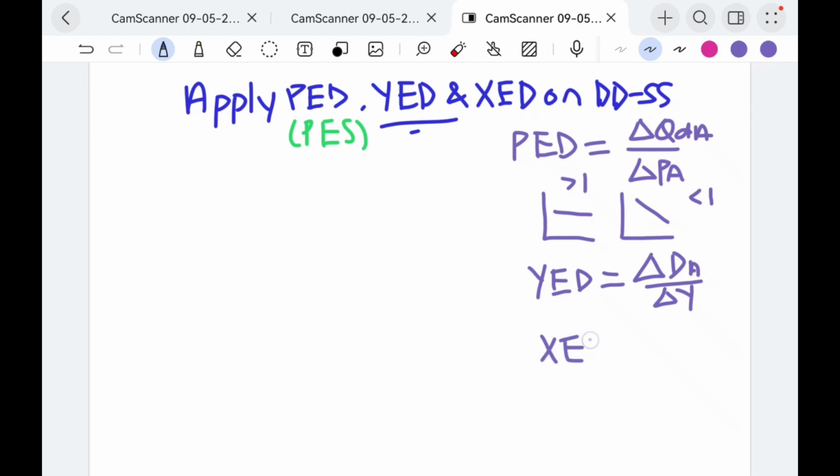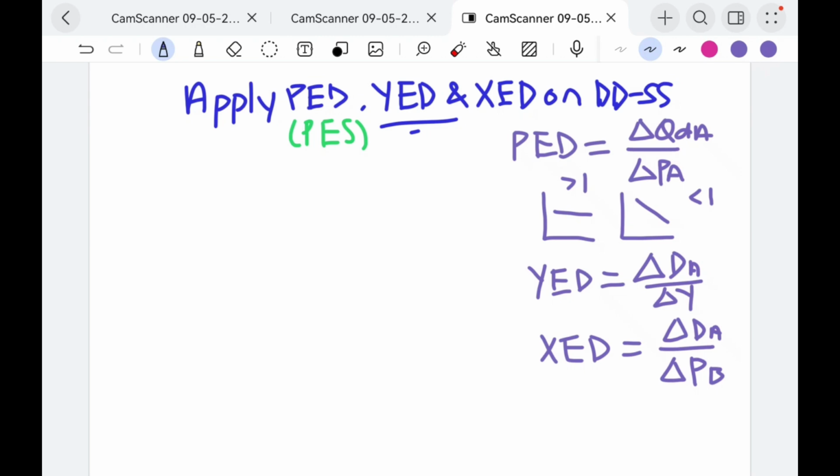Okay, then for your XED, this is about two goods. So are you substitutes, are you complement, and this impacts the size of the XED. So this is about how a change in price of a good B affects the demand of a good A. So first you have to establish the relationship between these two goods, and then you can determine does it increase or decrease the demand of good A when the price of the related good change.